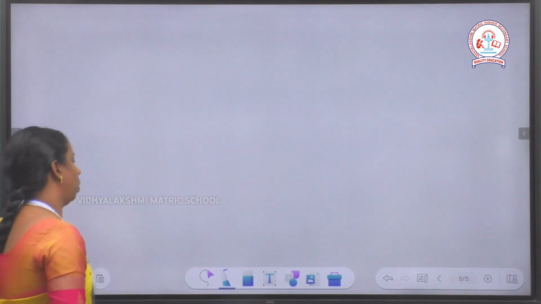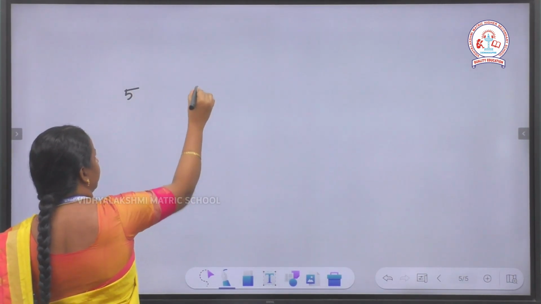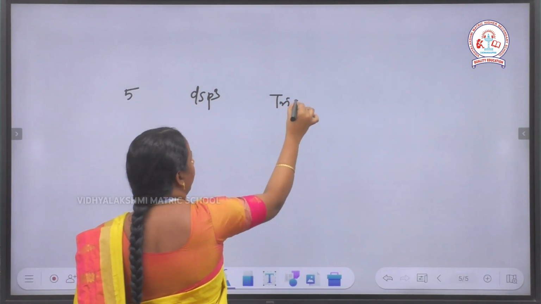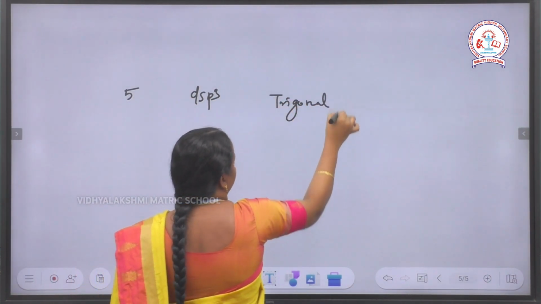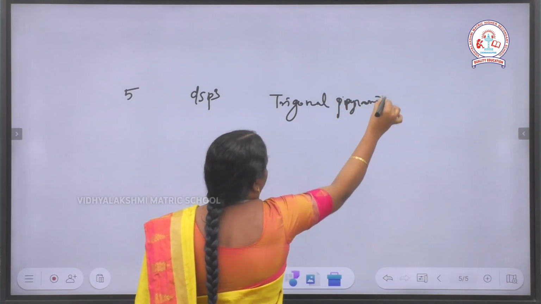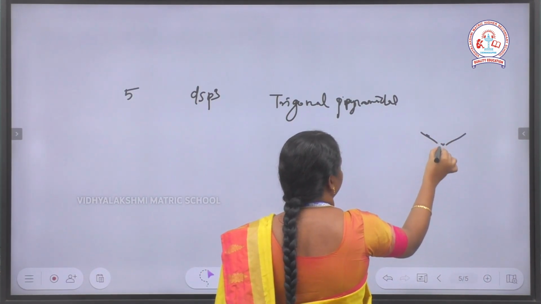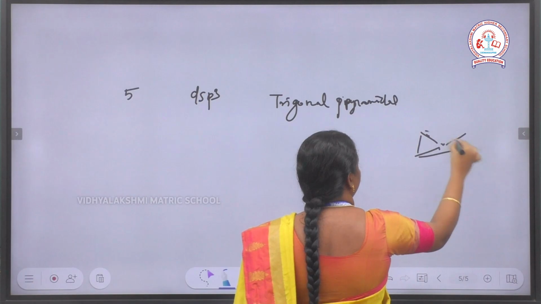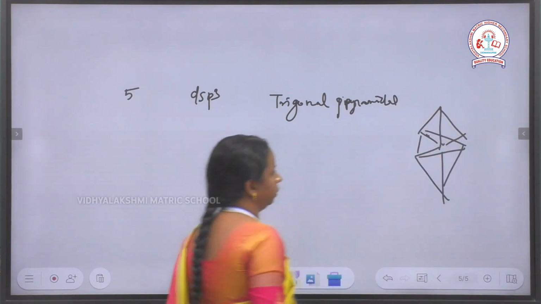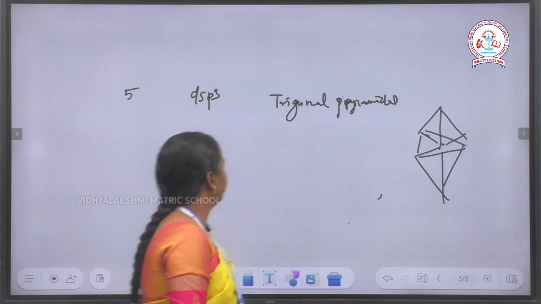Then move to coordination number 5. Coordination number 5: hybridization dsp3, geometry trigonal bipyramidal, like this. This is one pyramid and this is another pyramid. Trigonal bipyramidal in nature.